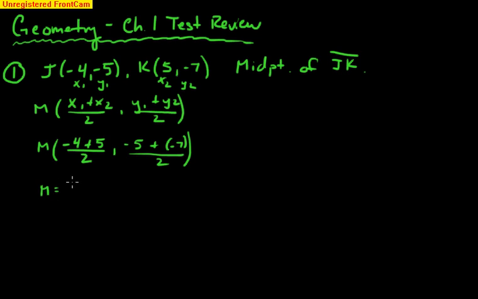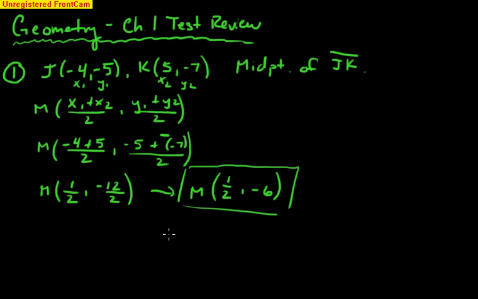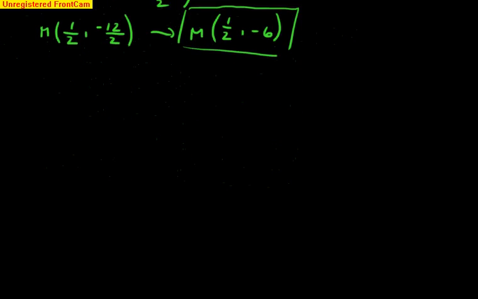So what do we get? M is -4 plus 5, which is 1, over 2, so 1/2. And here, a plus a negative is a minus, so it's -5 minus 7, which is -12 over 2. And if you can simplify, simplify, and we can. 1/2 does not, but -12 over 2 is -6. And there's the midpoint for segment JK. Okay, you've got to know that midpoint formula for sure. Alright, let's go to problem number 2.